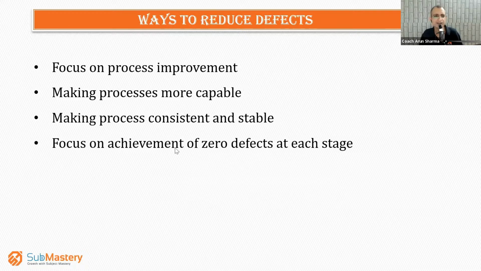So, ways to reduce defects: focus on process improvement, making the process more capable. Use statistical concepts; we do have statistical programs, and use that concept. Make the process consistent and stable, and focus on achieving zero defects at each stage. That should be the focus. Sometimes you may not get that, but that should be the target.